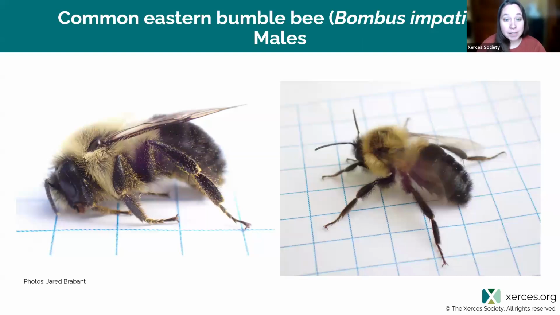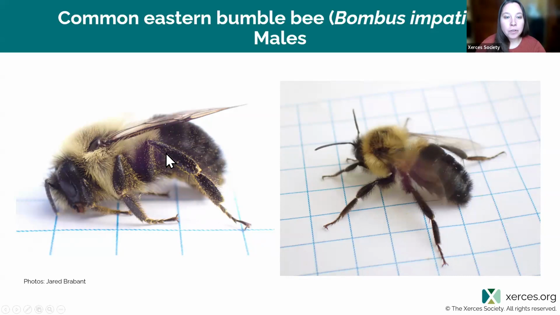Here are some examples of male Bombus impatiens, or common eastern bumblebees. You can see here that the males have that mostly black abdomen with T1 yellow, and then their thorax is mostly yellow. In this photo to your left, you can also see that the hairs on the front of the face of this bee are yellow.